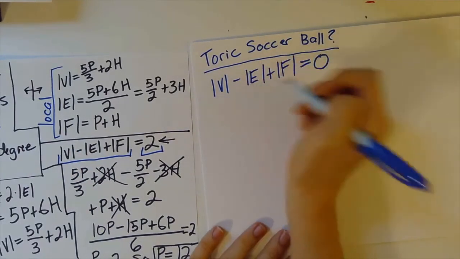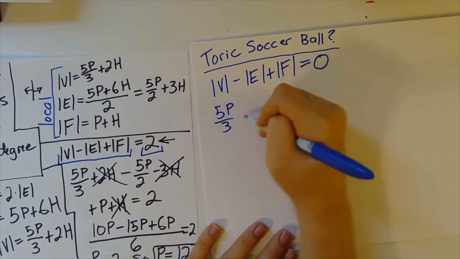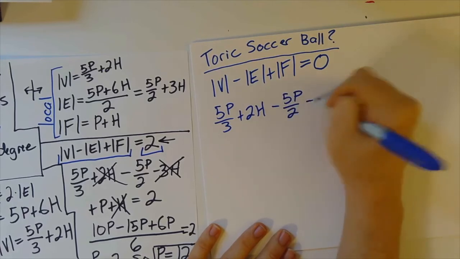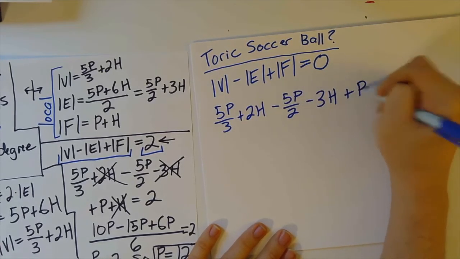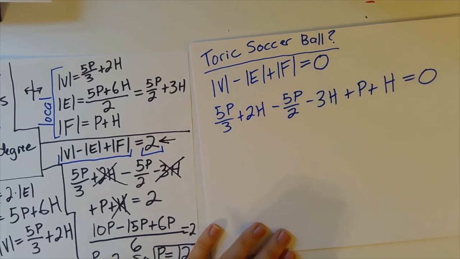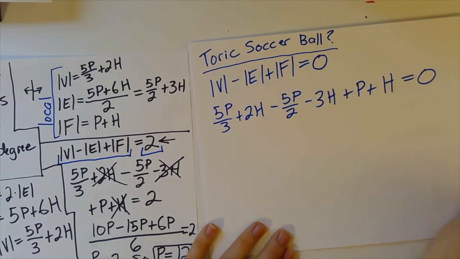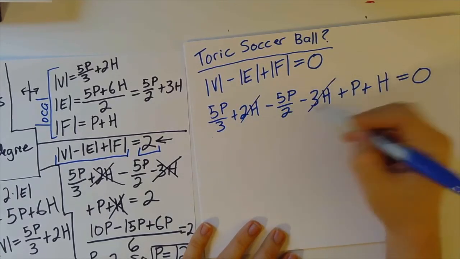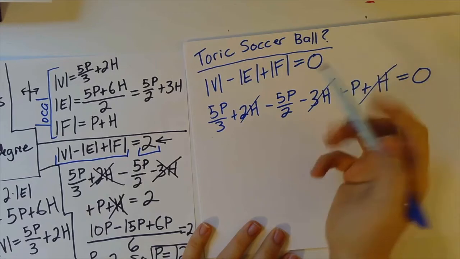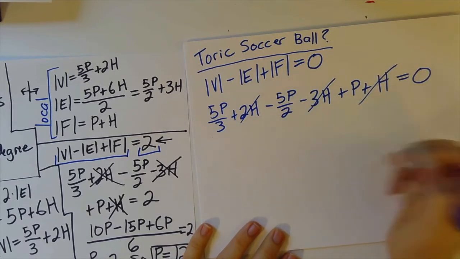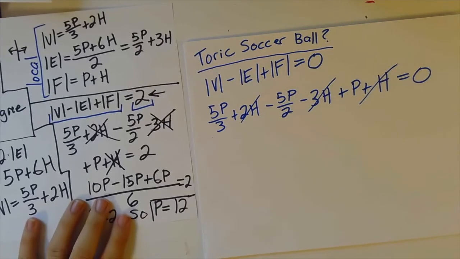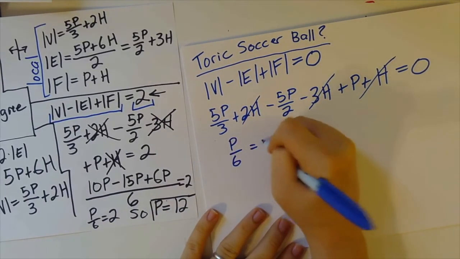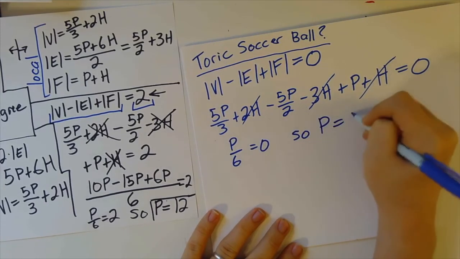And so we're going to get 5p/3 + 2h - 5p/2 - 3h + p + h = 0 by today's Euler's theorem. And so, like before, the h's are going to drop out. And I'm going to get 5p/3 - 5p/2 + p. I already did that fraction math over here. It's the same thing. So when I put that over 6, I'll get p/6 = 0. So p is 0.